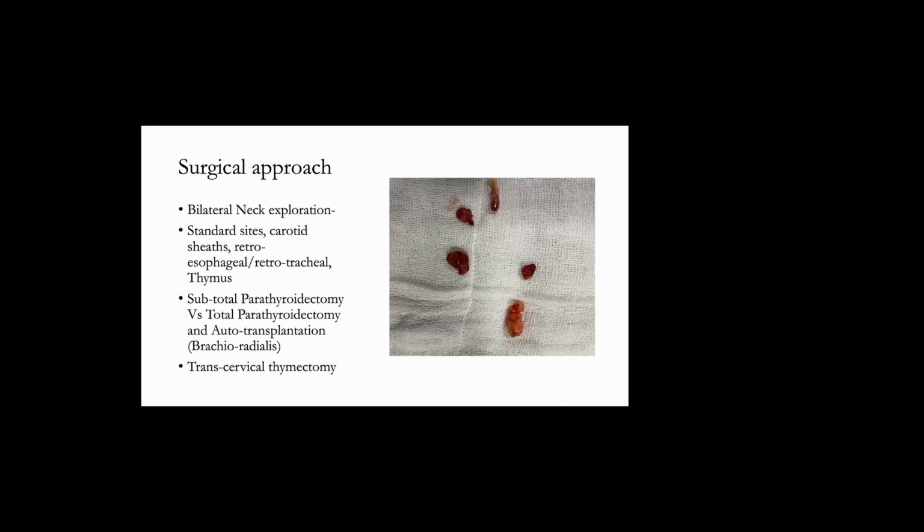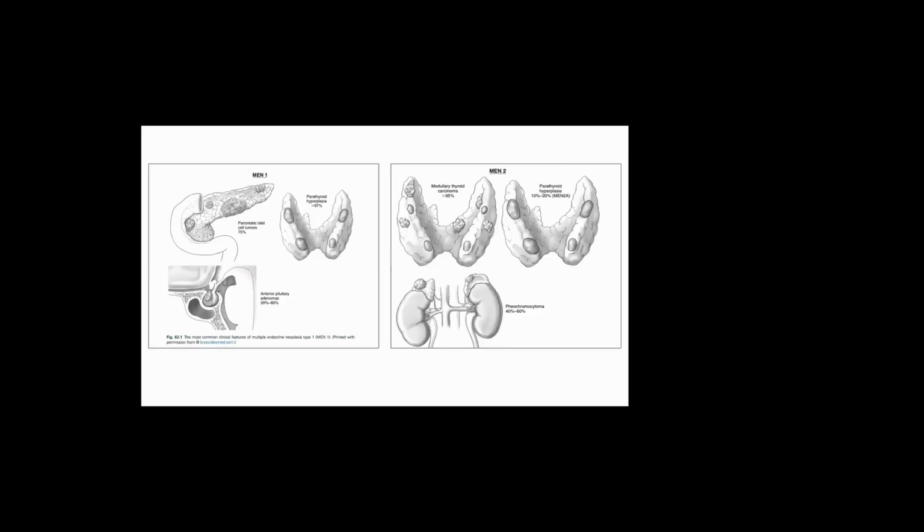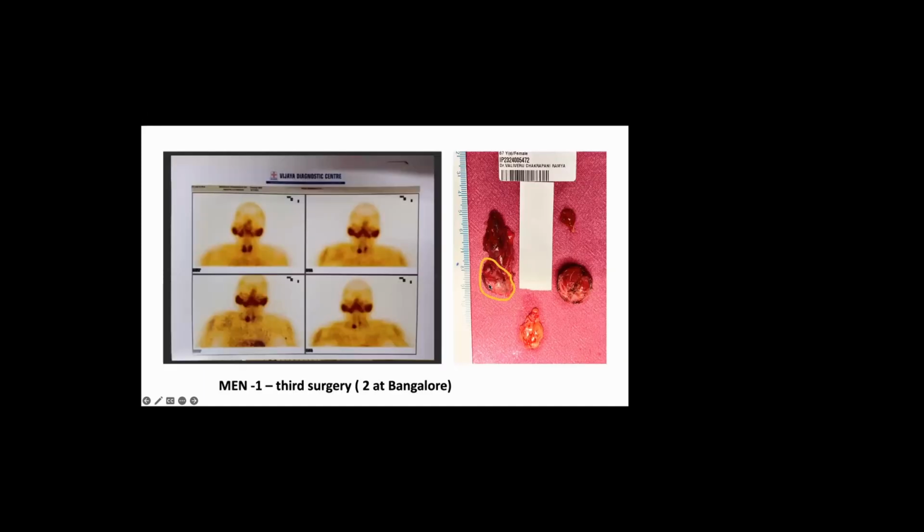So apart from exploring all the areas that I was just talking about in the past slides, one has to also remove the transcervical part, transcervically, whatever is feasible to remove the thymus also, because it could have ectopic abnormal parathyroid tissue. So in MEN1, there are pancreatic tumors, parathyroid hyperplasia, and pituitary tumors. In MEN2, we know that there is MTC, PHPT, as well as pheochromocytomas.